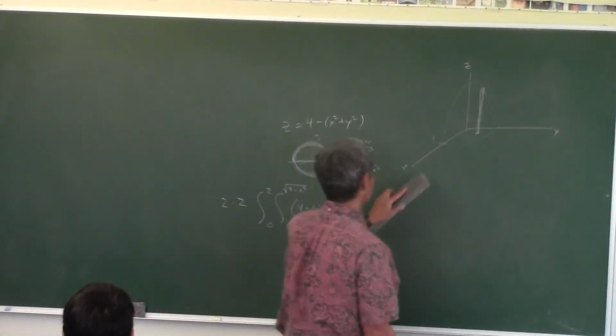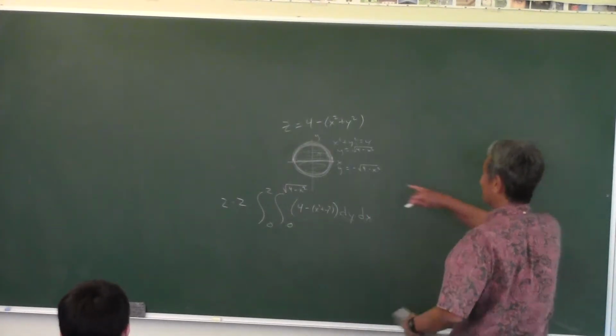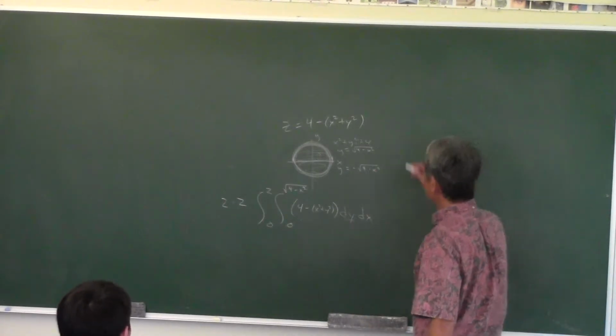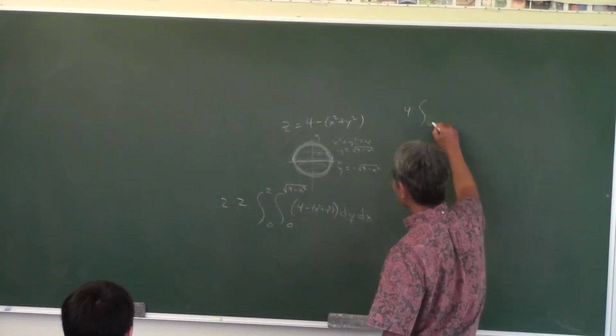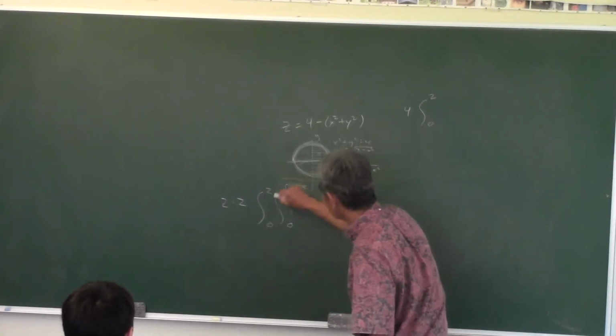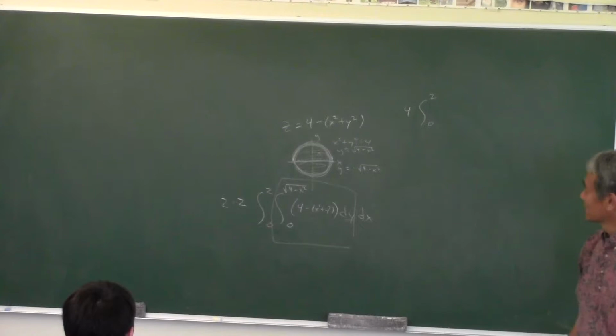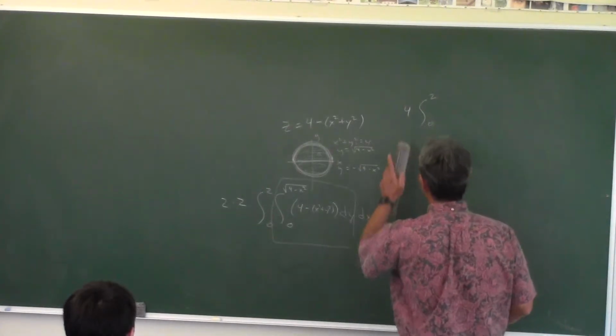Are we ready to compute this? Let's erase this picture here. I like that picture was easier. So 4, integral 0 to 2. What you have to do is do this inner one first. Let's just concentrate on the box right there.